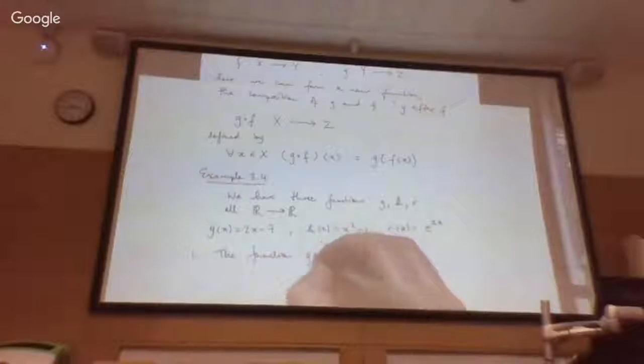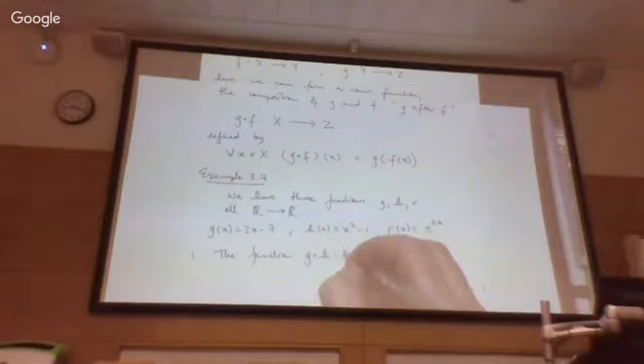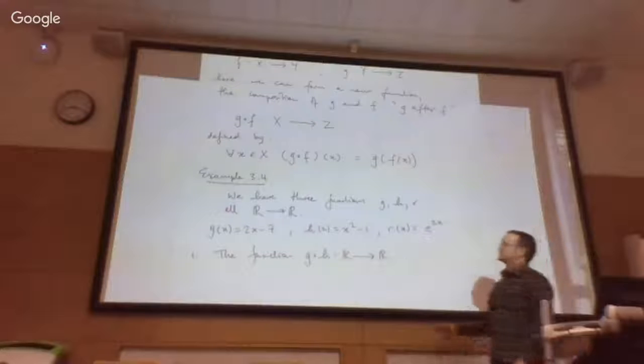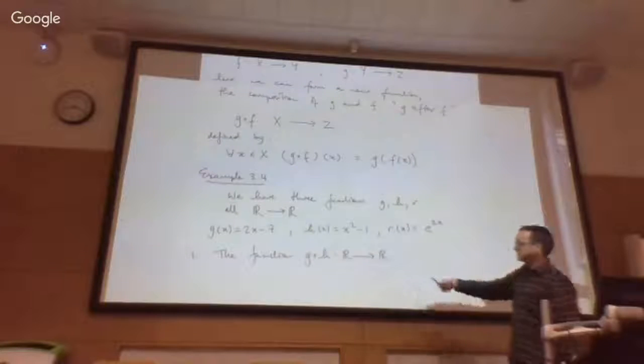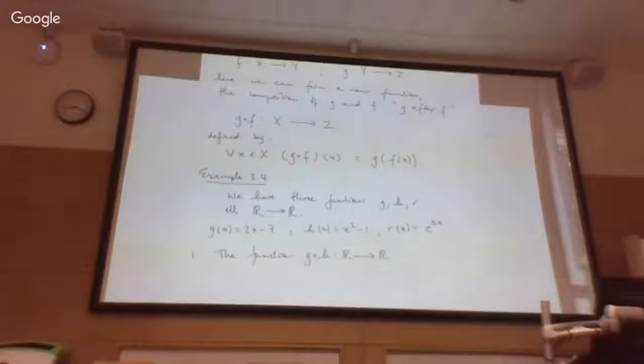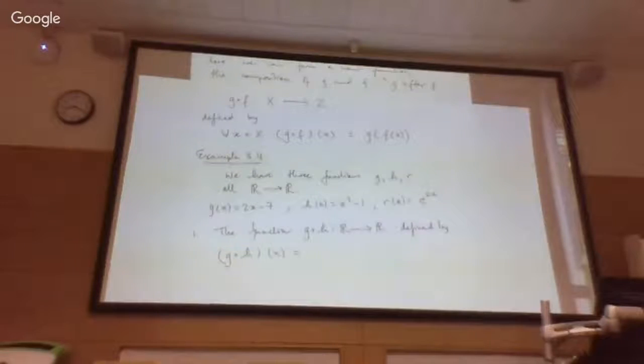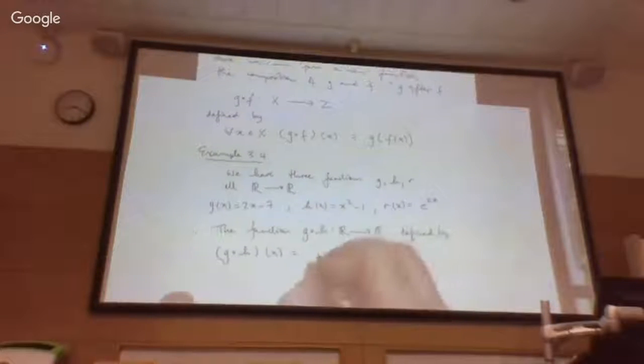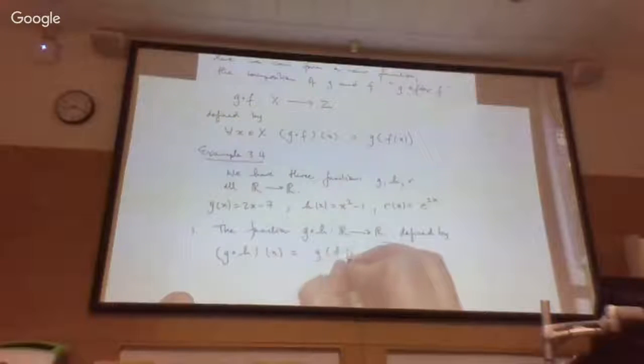So the function g after h, okay, this is going to be a function from the real numbers to the real numbers. h goes from the real numbers to the real numbers, and then g takes you from the real numbers to the real numbers. So overall, you're going from R to R, and this will be defined by, okay, we want a formula for this, so we want g after h applied to x. We want to know what the formula for it is. Well, according to the definition of composition, this is simply g of h of x.